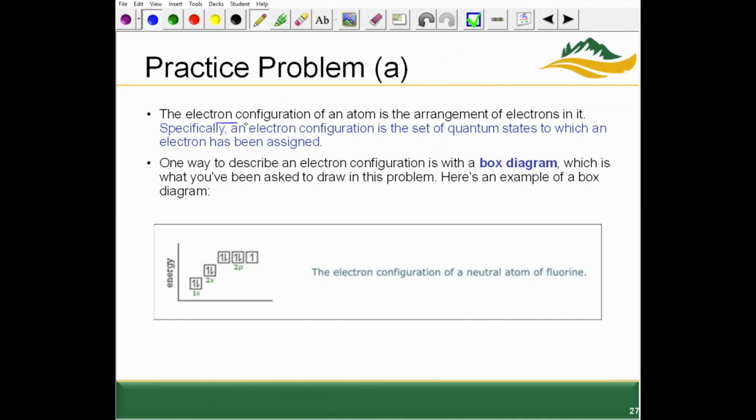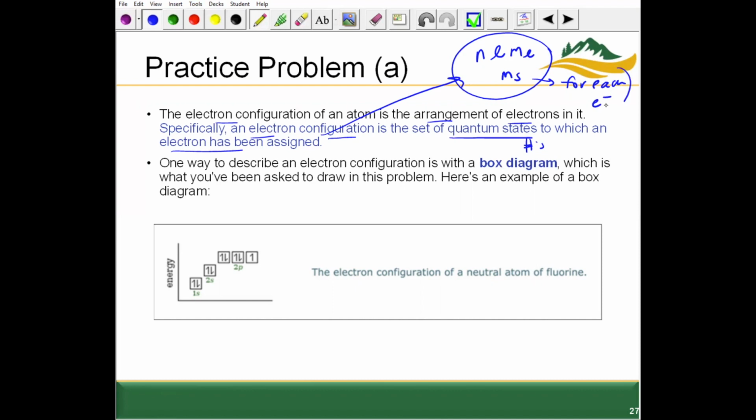So we know the electron configuration of an atom is the arrangement of electrons in it. Specifically, an electron configuration is the set of quantum states or quantum numbers to which an electron has been assigned. That electron will have an n, L, m sub L, and m sub S value associated with it. So this is for each electron, an n, L, m sub L, and m sub S value. One way to describe an electron configuration is with the diagram that we saw, so a box diagram. We're going to draw a box diagram for this practice problem.